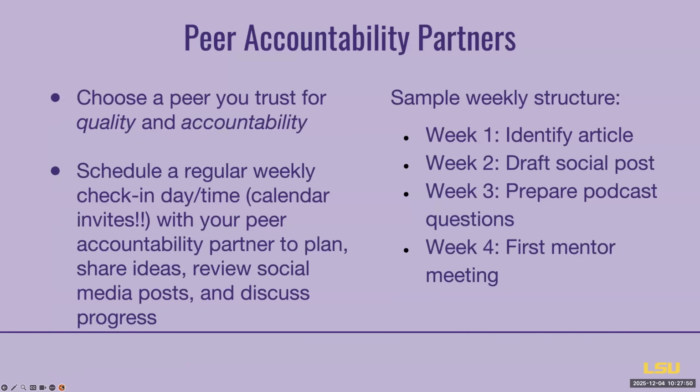The first step is selecting a partner. This process works best when you identify another doctoral student you trust for both quality and accountability. The two of you will meet weekly throughout the year. Set a consistent meeting time, and yes, send a recurrent calendar invite. Use your meetings to share drafts, exchange feedback, and track your progress across the pipeline. This weekly structure helps you stay on track in a thoughtful, manageable way.